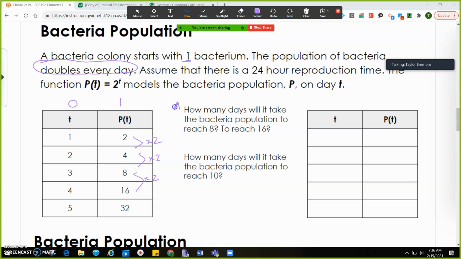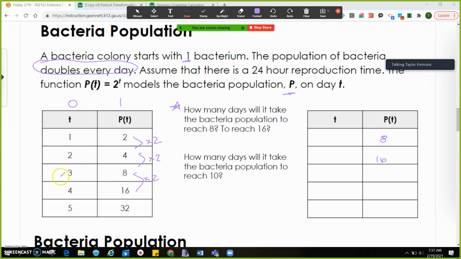So our first question is, how many days will it take the bacteria population to reach 8? So we want the bacteria to reach 8. And then what about to reach 16? Okay, so the population is P. So we've got 8 and we're trying to find 16. How many days is that going to take us?